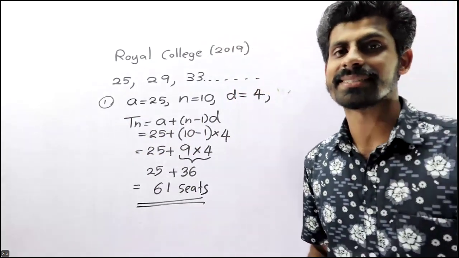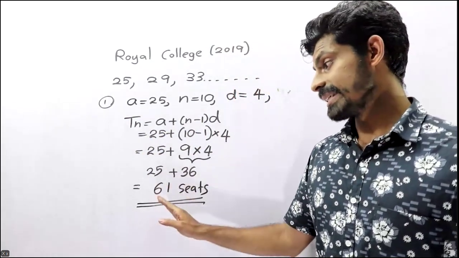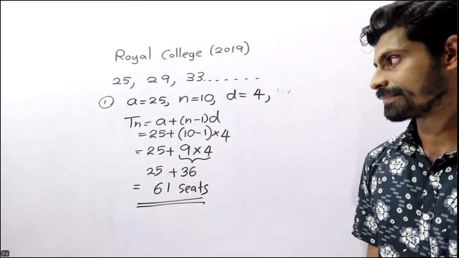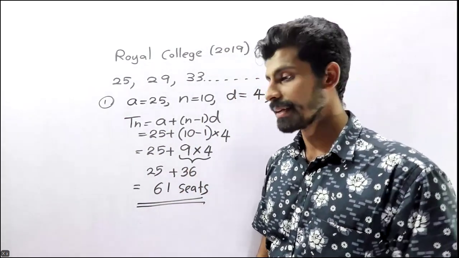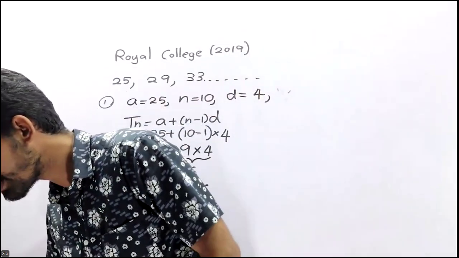How many seats are there in the 10th row? 61 seats. Is it clear? 61 seats. Right. Let's quickly move to the next one.